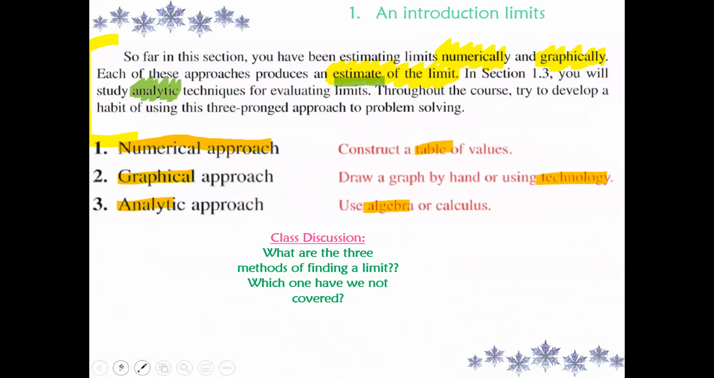So these are the 3 different types of methods that you can use to find limits. The numerical one, which is by table; graphical, which is by technology, so Desmos or TI-84; and the last one is analytical, which is using algebra to manipulate the equation so that you do not result in an undefined. We'll go over that next time.